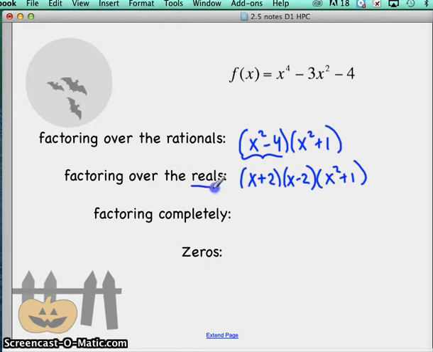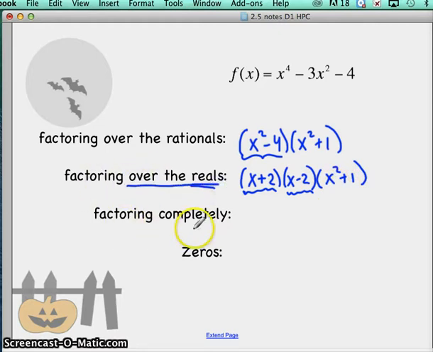This is called factoring over the reals because each real solution gets its own individual factor. So the real solution was -2 and the real solution here was +2. Each solution has its own individual factor. This factor over here is where our imaginaries come from, so it's not yet broken all the way down when it's factoring over the reals.